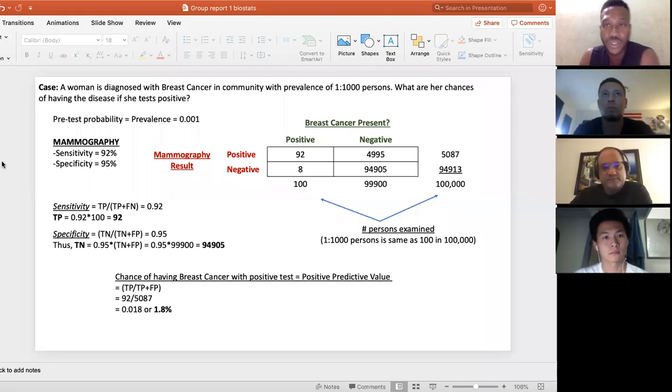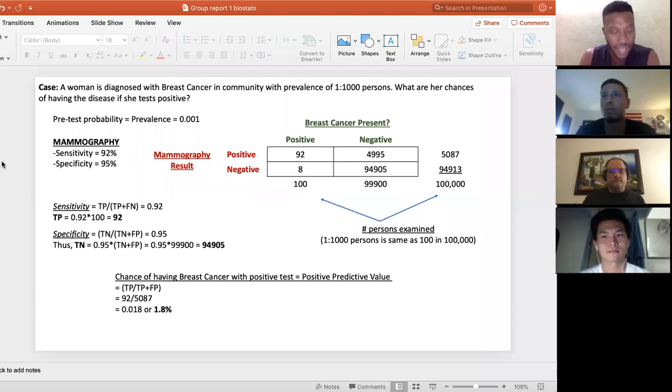Okay, so to fill in the table, since the prevalence is 1 in 1,000, that's the same thing as 100 in 100,000 people. And since the sensitivity is 92%, 92% of 100 will be 92, which would be the true positive, and then the false negative would be 100 minus 92, which is 8. So that is the left side of our column with 92 on top and 8 below.